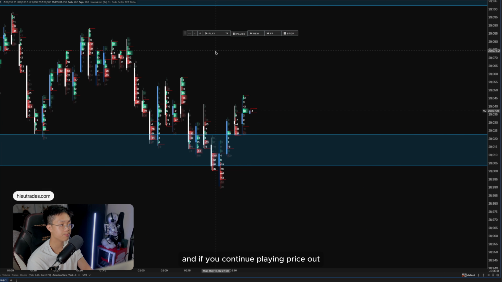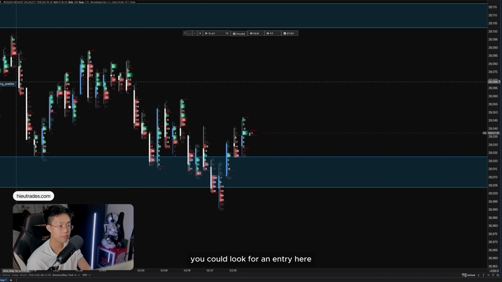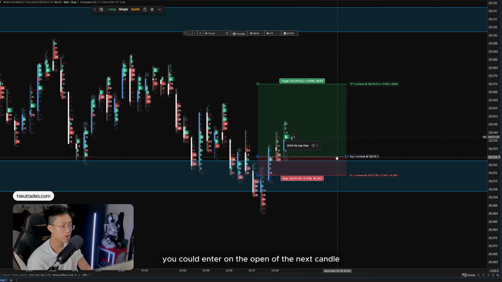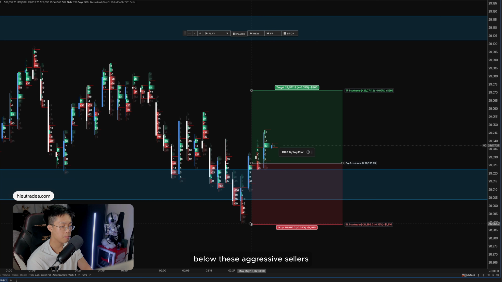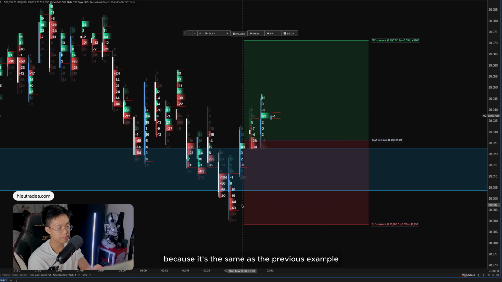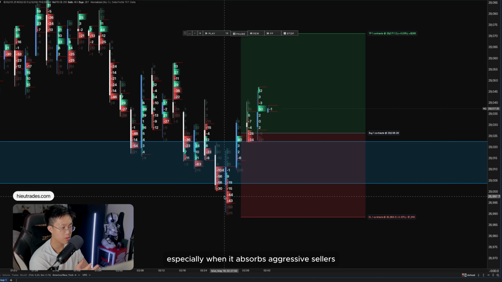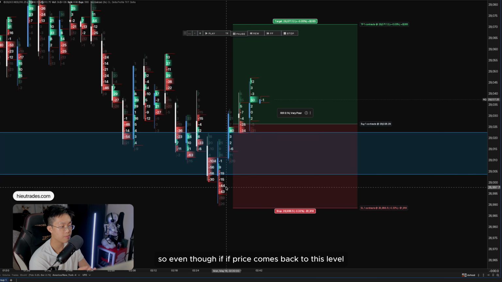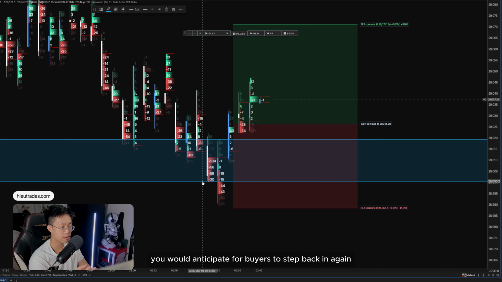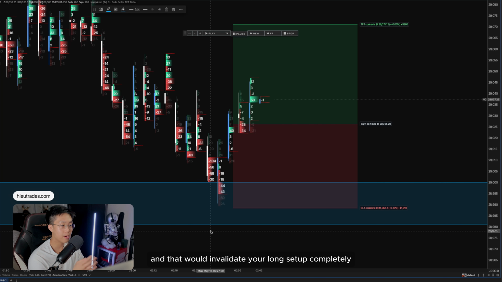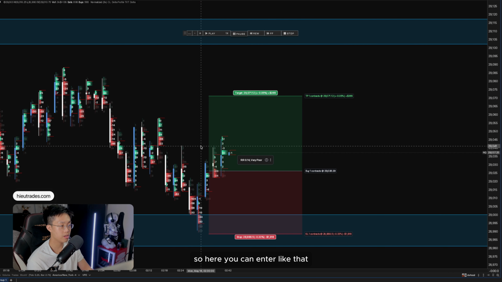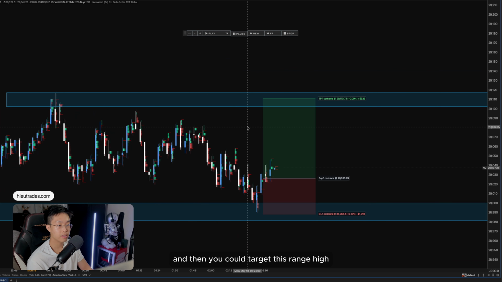And if you continue playing price out, you can look for an entry here. Following the secondary candle closure, confirming buying initiation, you could enter on the open of the next candle with your stop loss below these aggressive sellers, because it's the same as the previous example. This is a level of buying presence, right? Especially when it absorbs aggressive sellers. So even if price comes back to this level, you would anticipate buyers to step back in again to protect this level. And if it doesn't, then there's a good chance we continue much lower, and that would invalidate your long setup completely. So here you could enter like that, and then you could target this range high.